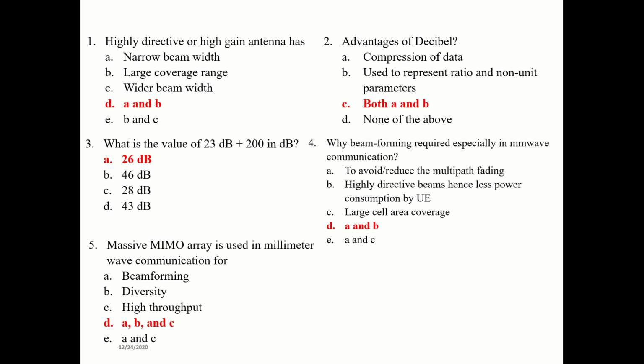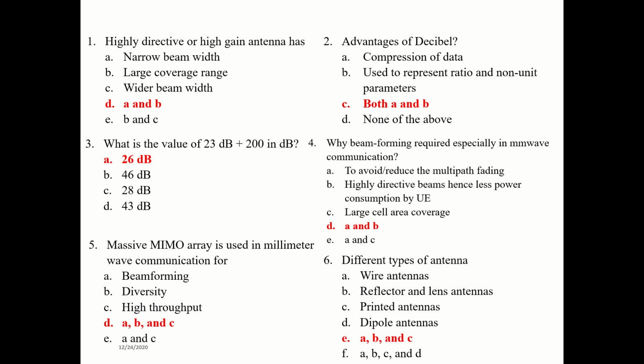Next: massive MIMO arrays are used in millimeter wave communication for what? The first, straightforward one is beam forming, which we just discussed. Next is diversity, to enhance the SNR or, in other words, to minimize the BER, the bit error rate. Next is high throughput. So these are the three answers.